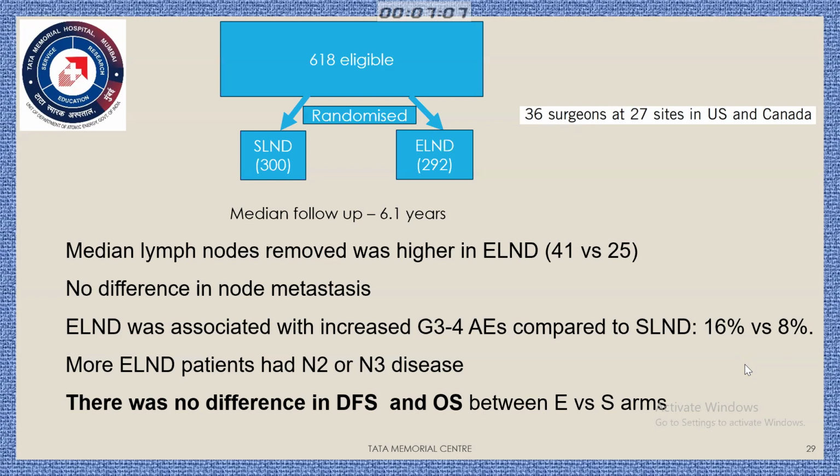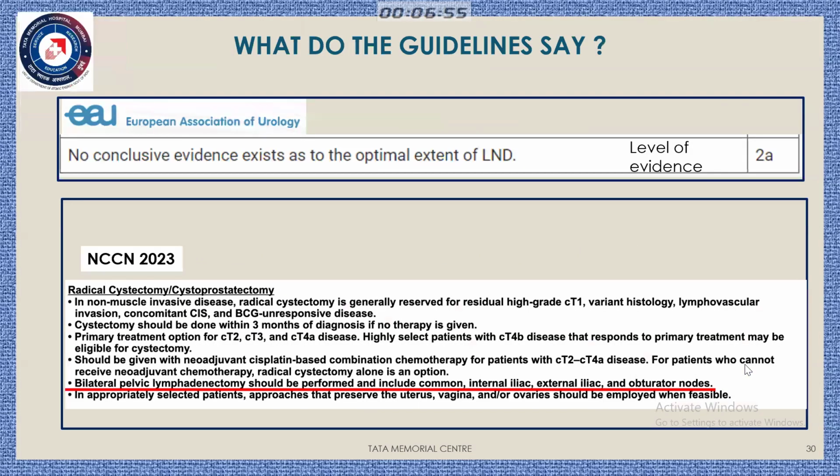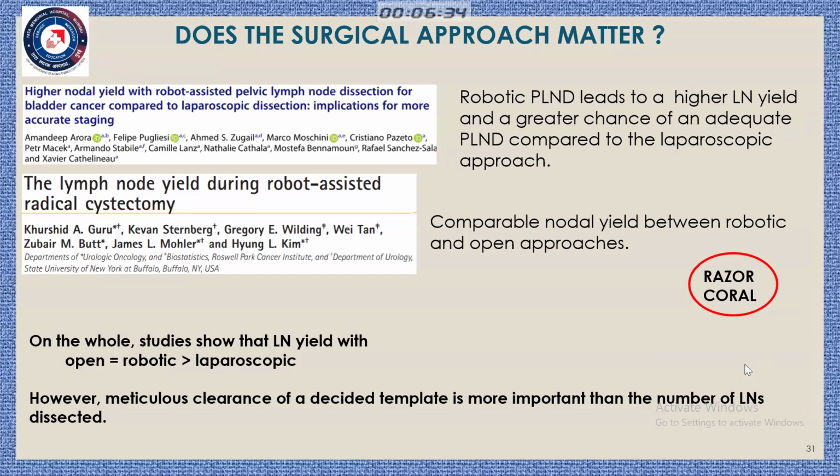with these retrospective studies, people had started doing the extended pelvic lymph node dissection, but with the result of this trial, which would soon be published in a few months, probably the norm would shift to doing a standard pelvic lymph node dissection only. That is up till the bifurcation of the common iliac. Guidelines up to 23, there is no conclusive evidence as per the EAU guidelines for the optimal extent. NCCN, however, did suggest that based on the retrospective data, lymph node dissection should include the common iliac nodes also. But now things will change in the coming year.